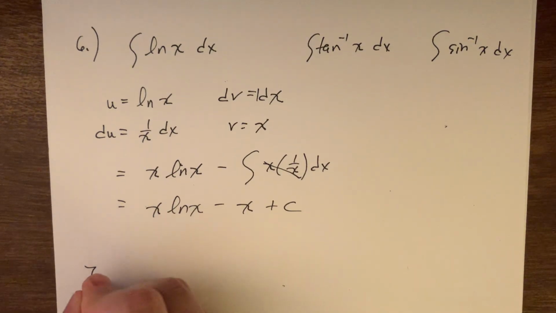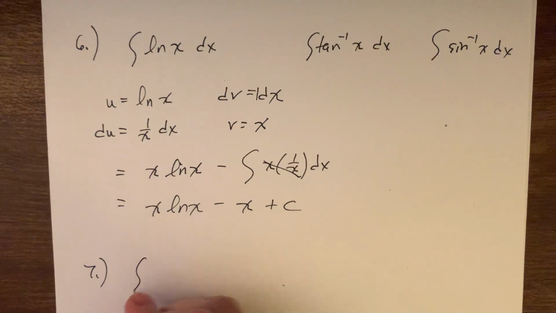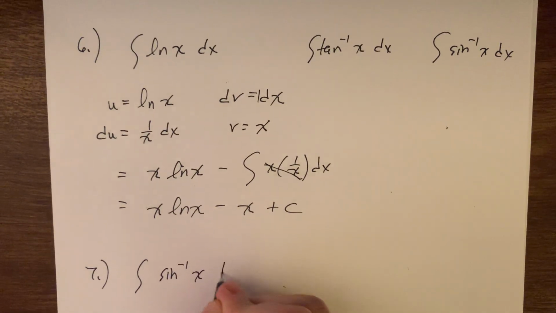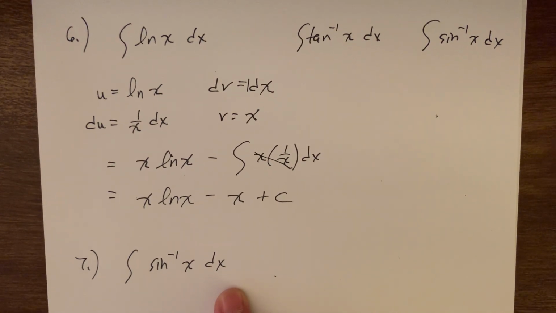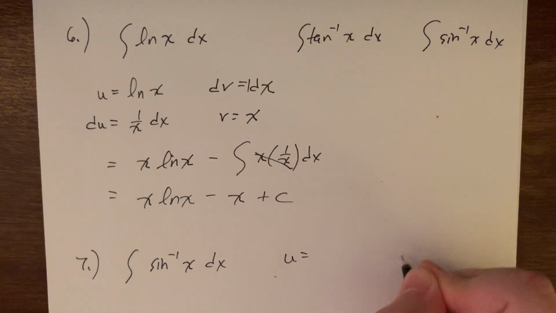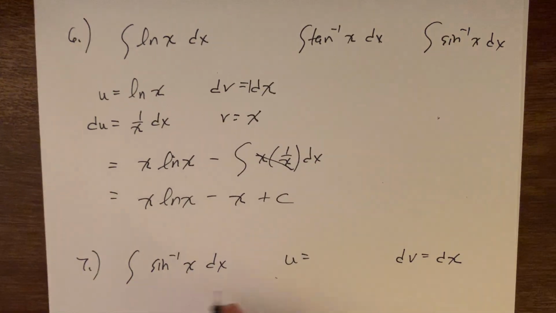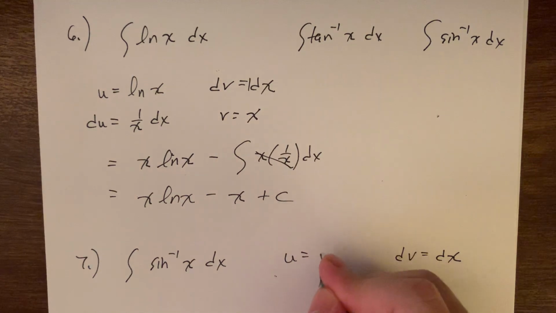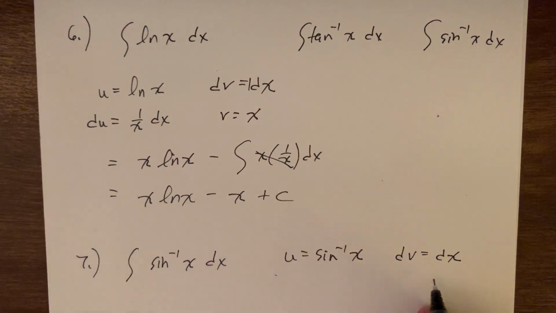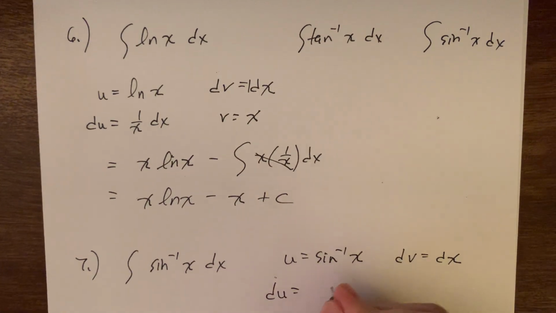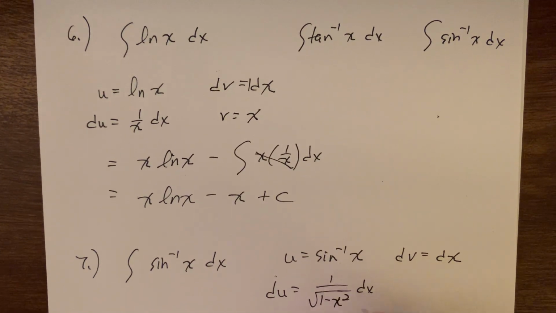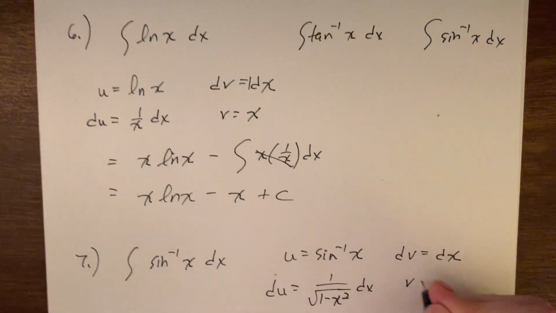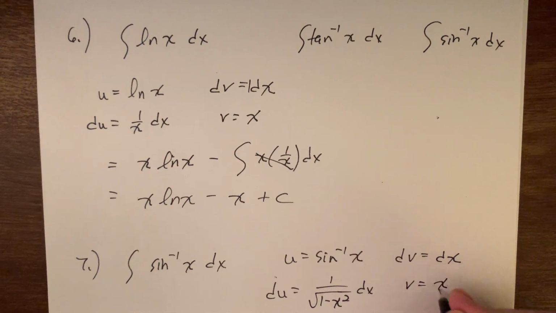Last one, number 7. Let's take a look at the integral of inverse sine x. Same thing. There's no choice. I can't make inverse sine dv because I don't know the antiderivative. But I do know its derivative, so it goes in for u. The derivative of inverse sine is 1 over the square root of 1 minus x squared, and the dx. The anti of dx is x.